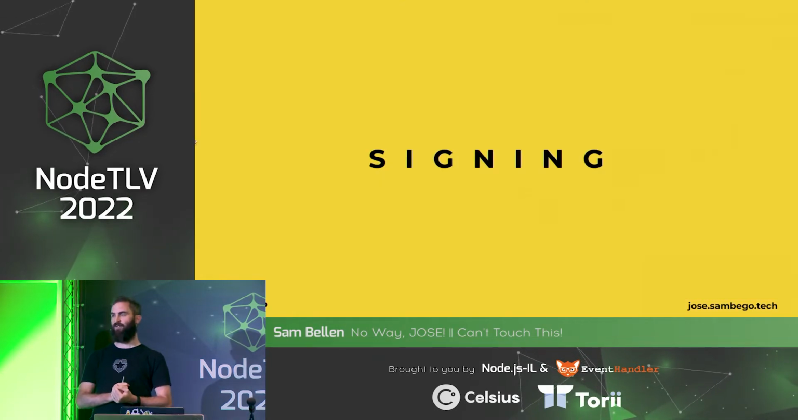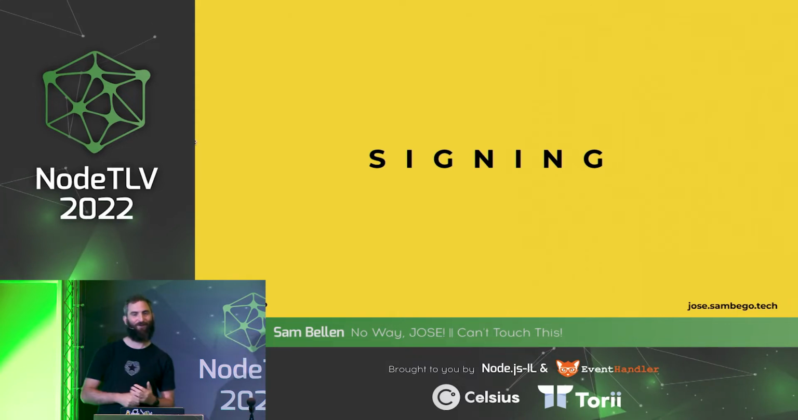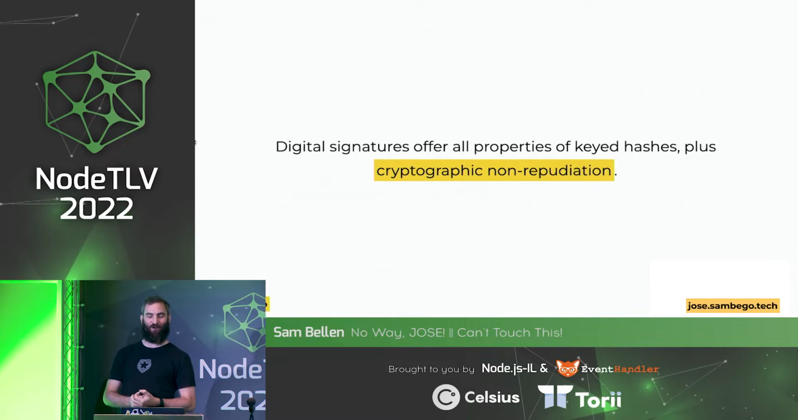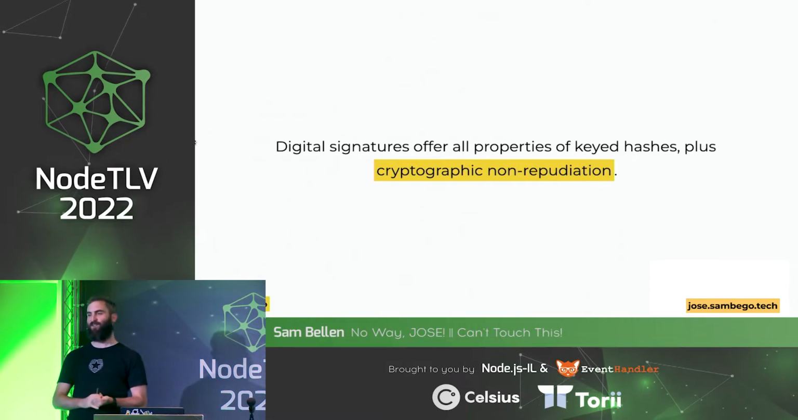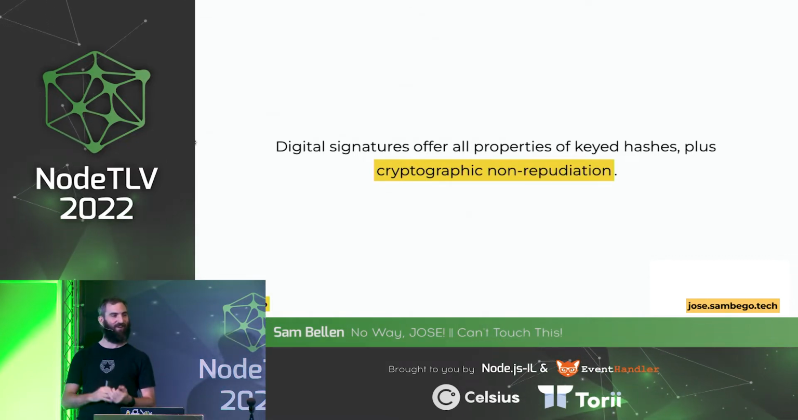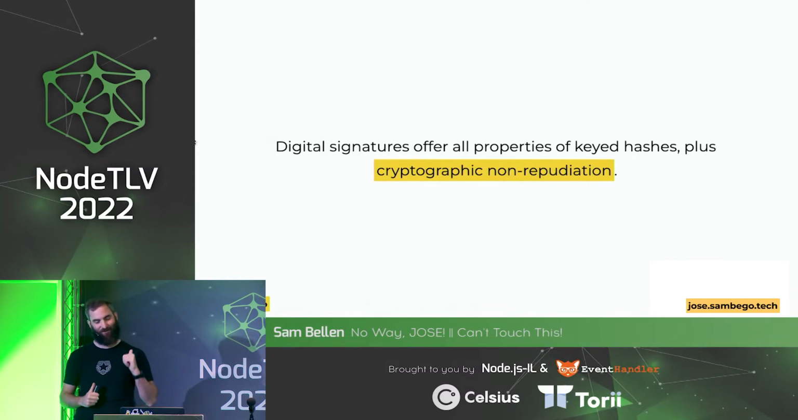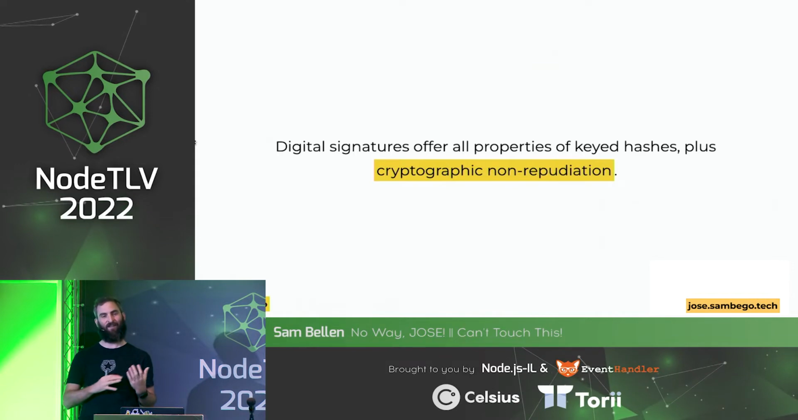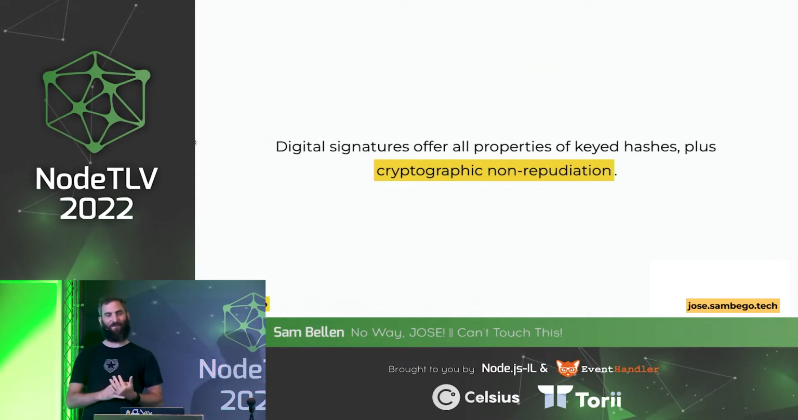Cool. We saw hashes. We saw keyed hashes. I told you I was going to go fast. I'm going to go even faster now. So signing. Digital signatures offer all properties of keyed hashes, plus cryptographic non-repudiation. And kudos for me for pronouncing this correctly on my first try. But basically, a digital signature is everything that a keyed hash is, plus, again, something extra, this cryptographic non-repudiation.